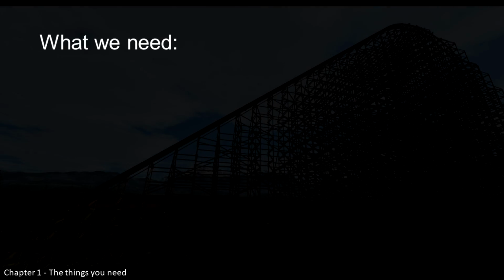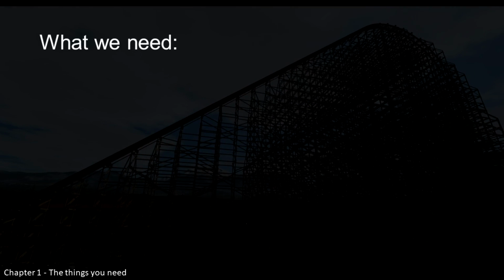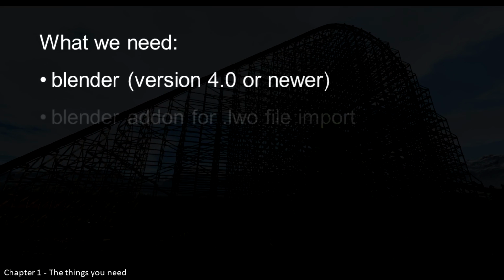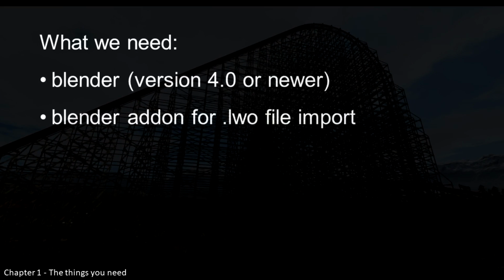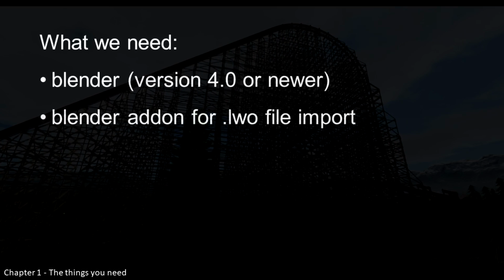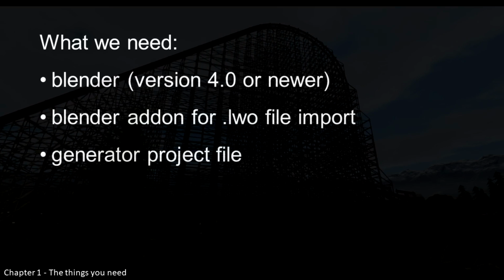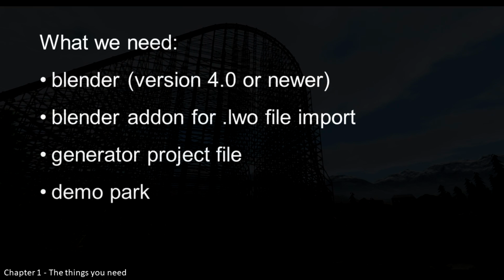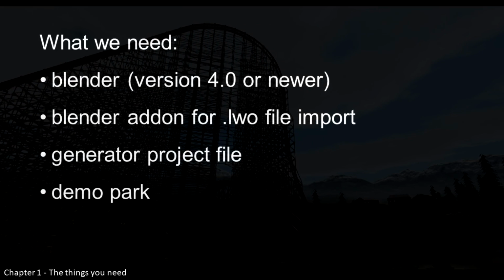What things do you need for the generator? Before we can get started, we need 4 things. The 3D modeling program Blender, an add-on for Blender to import the layout of our coaster, the project file that contains the generator for the supports and catwalks, and the demo park that you can try the generator on.